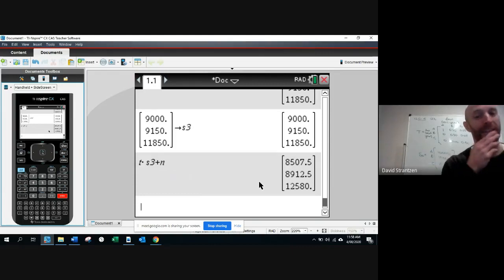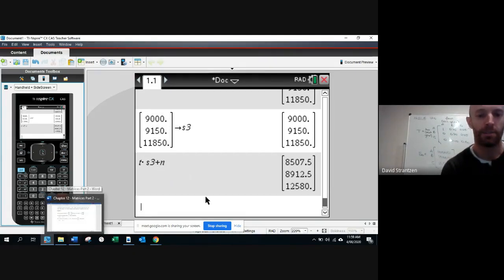In terms of giving your answer here to the nearest whole number, this is a little bit awkward because you've got a 0.5 and a 0.5. So perhaps even in your worded answer, just in this situation, write it as 8,507.5 birds at site A, 8,912.5 birds at site B, and 12,580 birds at site C. Okay, just because the 0.5 and the 0.5 make it really awkward for rounding. Okay, so hopefully that makes sense.